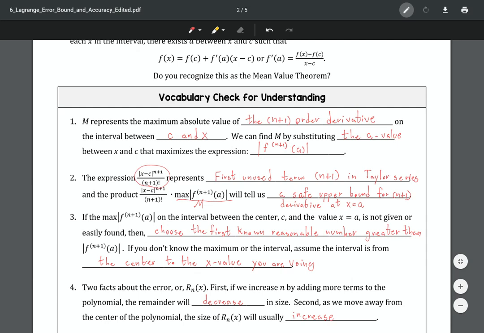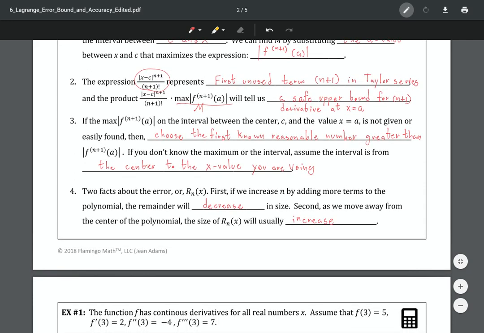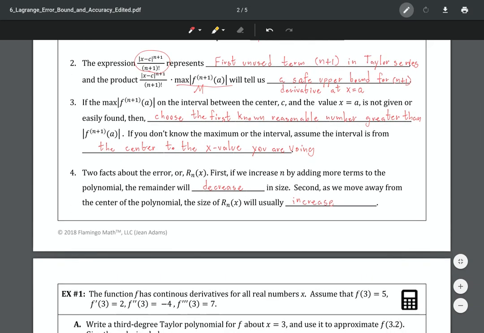There are other things that we talked about. Obviously, if we increase the number of terms in the polynomial, we get a more accurate approximation of the y value. So that's why I said the remainder will decrease. And second, the farther you move away from the center of a Taylor series, the size of the error will increase.